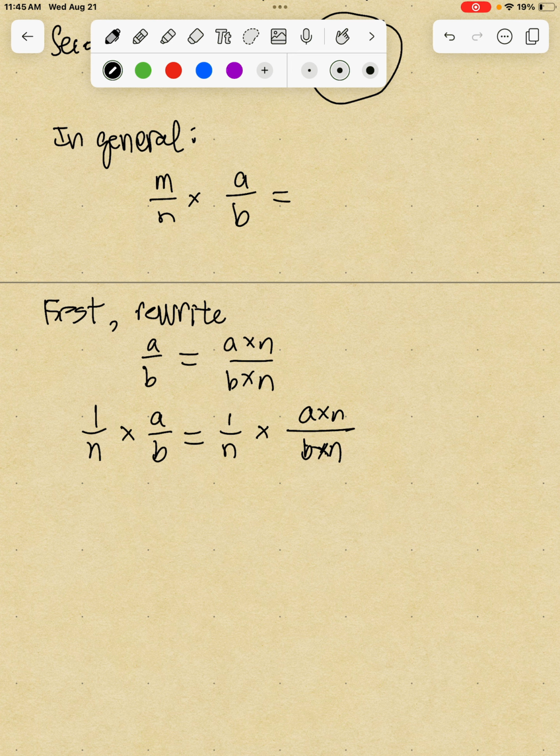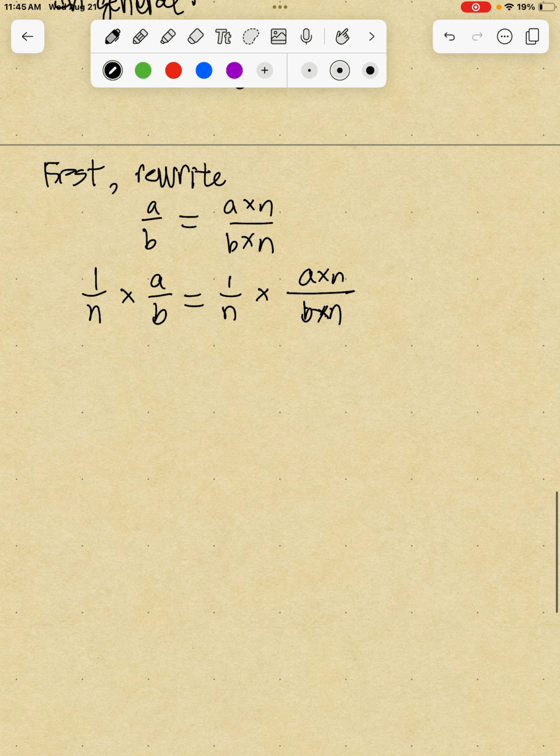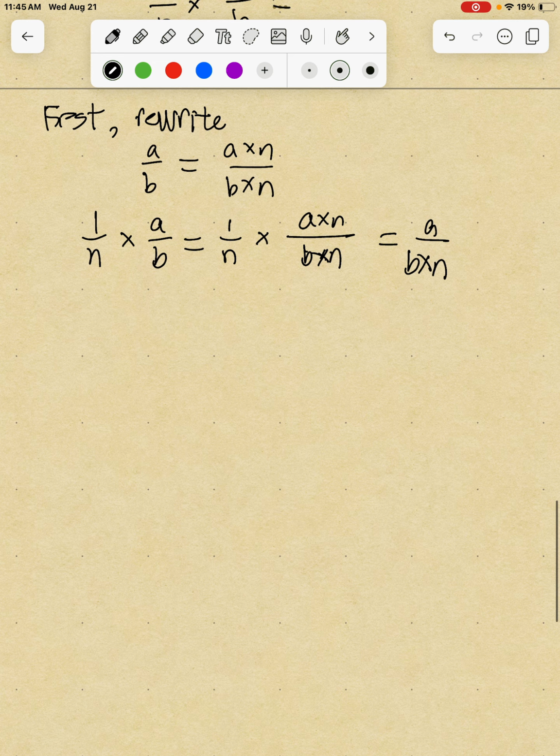This is a times n 1 over b times nths, right? And you divide that into n equal pieces. This is going to be a over b times n. A b times nth. And now finally, so this is 1 over n, 1 nth times a over b.